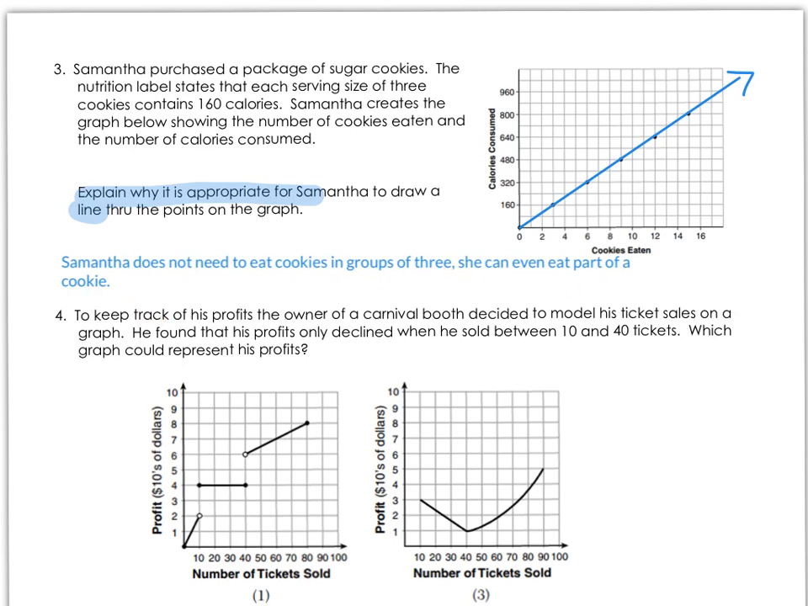Maybe she can, I can't. But we could have, say, half of a cookie. So that's why it would be appropriate to have a line through there.